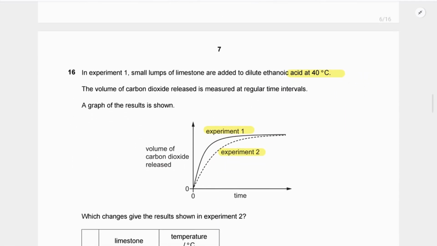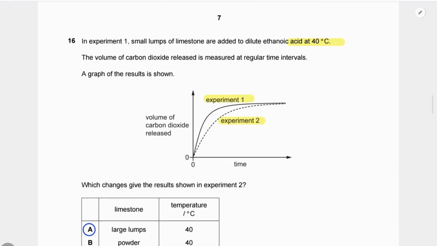Question 16. In experiment 1, small lumps of limestone are added to dilute ethanoic acid at 40 degrees Celsius. The volume of carbon dioxide released is measured at regular time intervals. A graph of the results is shown. So over here we have the experiment number 1 graph and experiment number 2 graph. In experiment number 1, they have used small lumps of limestone at 40 degrees Celsius. Now, which changes give the result shown in experiment number 2?